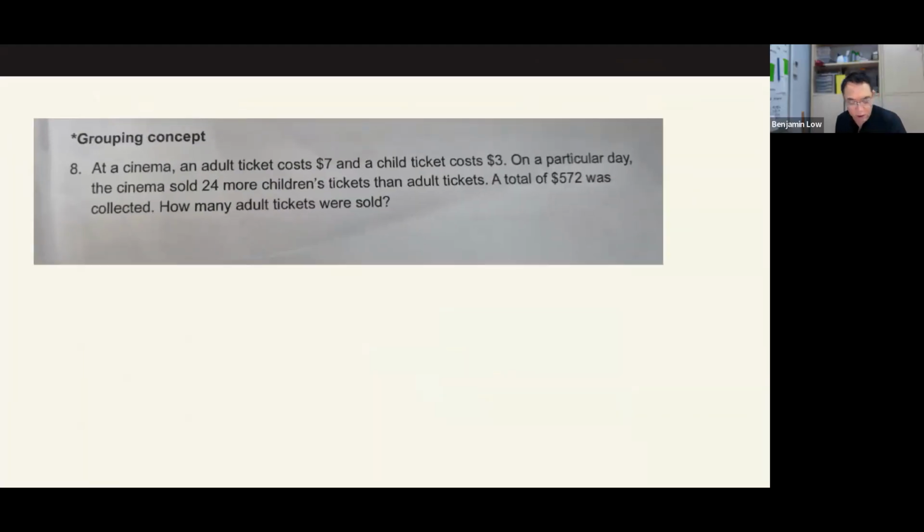Here, at a cinema, an adult ticket costs $7, a child ticket $3. On a certain day, the cinema sold 24 more children than adult tickets. As a result, $572 was collected. And then how many adult tickets were sold?